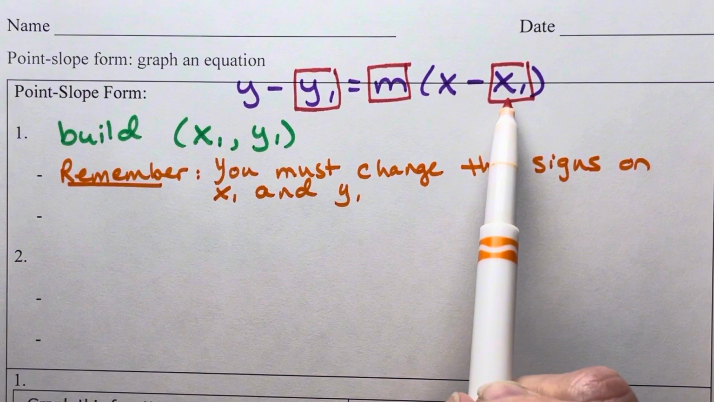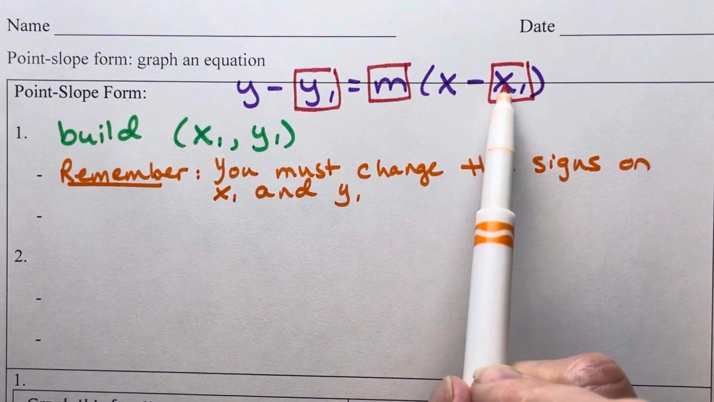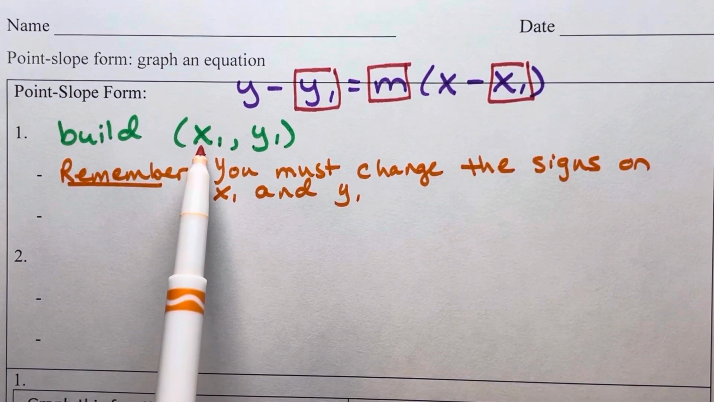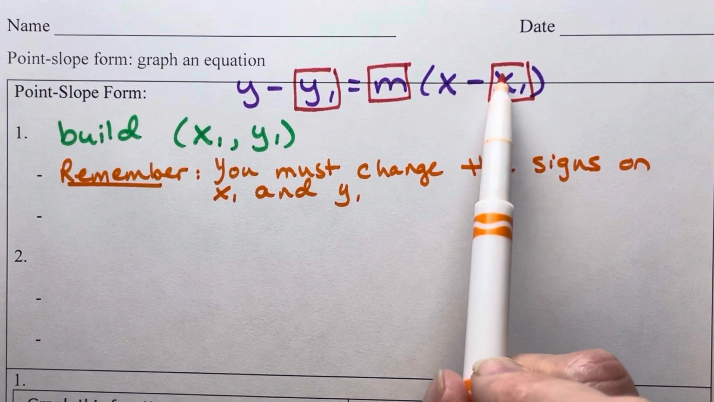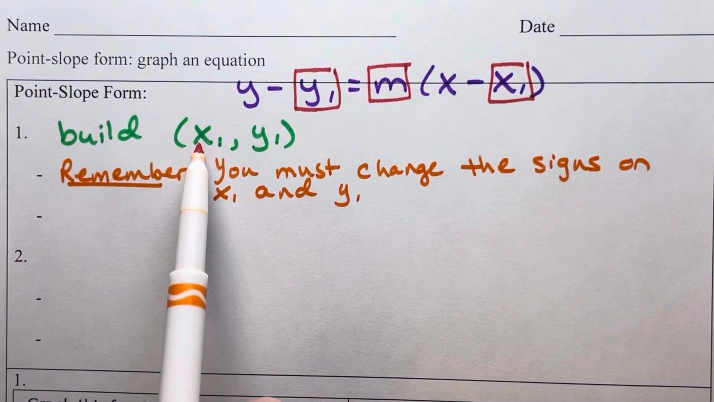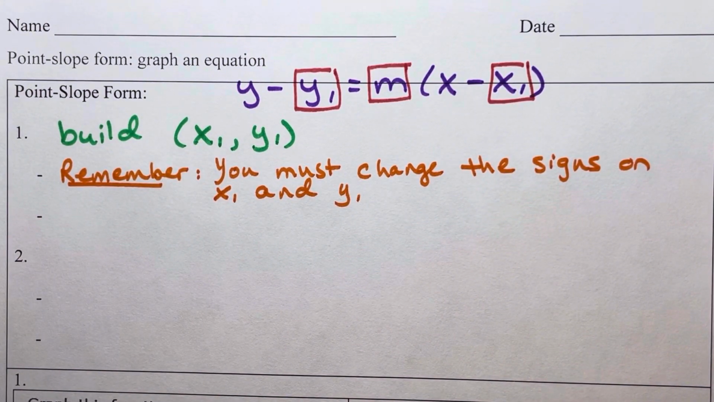Same thing for x sub 1. If x1 was a negative, if it said minus x sub 1, this will be a positive x1. But if it said plus x1, this will be a negative x1. That might sound weird, but it's going to be okay. We'll look at it together in just a moment.